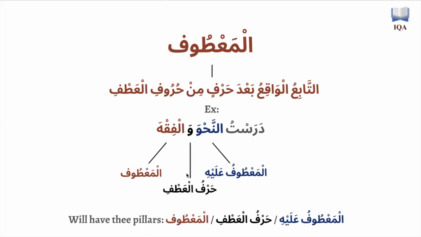So any single time you have a harf al-ataf, you're going to have these three pillars. The ma'tuf, which is the noun that comes after the harf al-ataf, the harf al-ataf itself, and then the ma'tuf alayh, which is the noun that comes before the harf al-ataf. And the ma'tuf is going to follow the i'rab of the ma'tuf alayh, and the ma'tuf alayh is going to have the i'rab of whatever the sentence necessitates and dictates. So now let's talk a bit more about what are the huruf al-ataf.